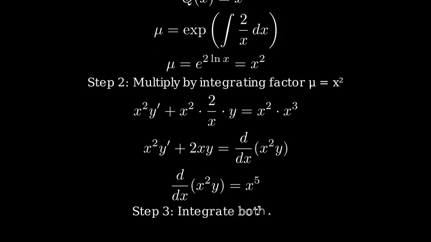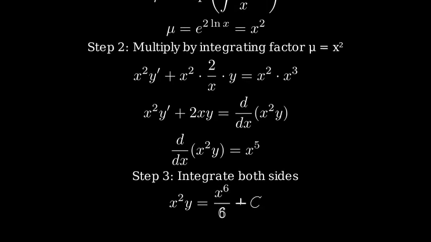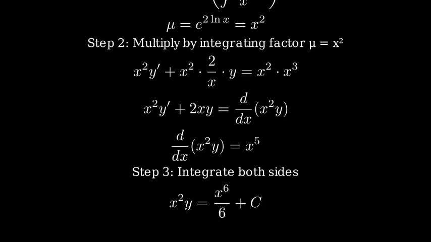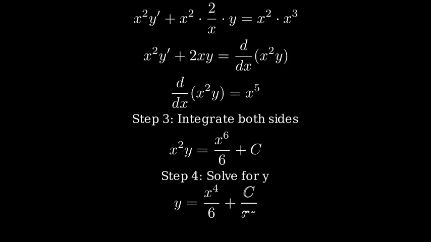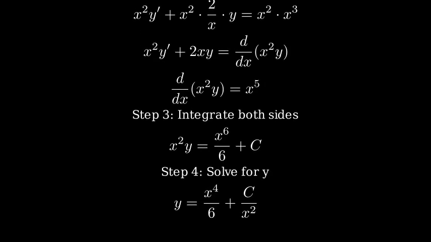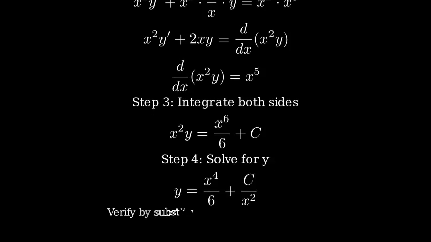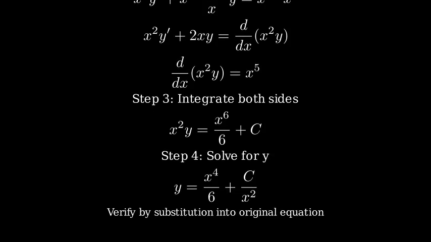Step 3. We integrate both sides. x squared y equals x to the 6th power over 6 plus c. Step 4. We solve for y. y equals x to the 4th power over 6 plus c over x squared. We can verify this solution by substituting it back into the original differential equation.